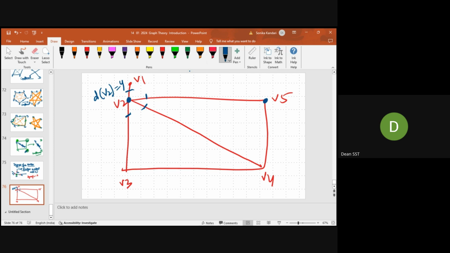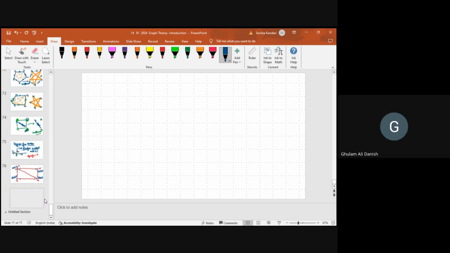Now what is the degree of V5? 1, 2. So the degree of V5 is 2. What is the degree of V3? It is also 2. And what is the degree of V4? 1, 2, 3. The degree of V4 is 3. Is it clear? Degree is clear?